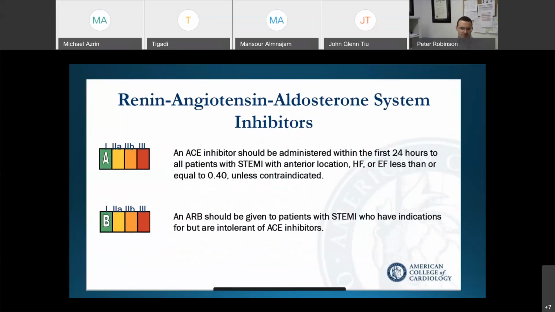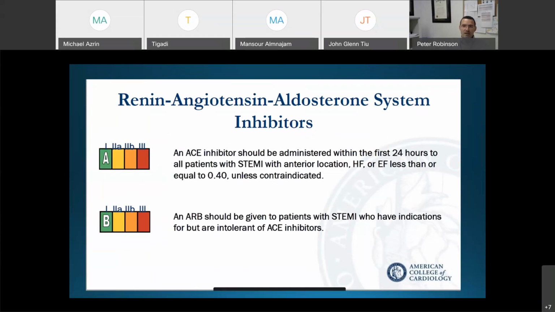How about ACE inhibitors, class 1A? The guidelines actually say they should be administered within 24 hours to all patients with a STEMI of an anterior location, heart failure, EF less than 40%, unless contraindicated. I take issue with this. I think there's good data that we can hurt these people if they're initiated in the first 24 hours. There's no benefit to doing it within those 24 hours, but there is some harm if you drop these folks' pressure. There's good data for that.